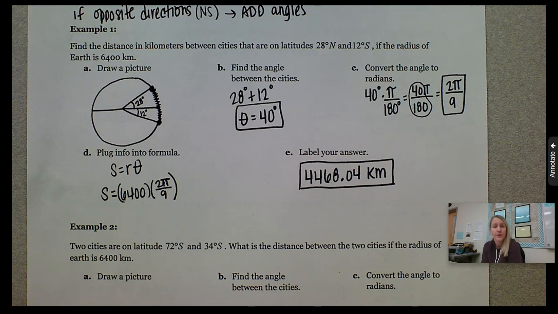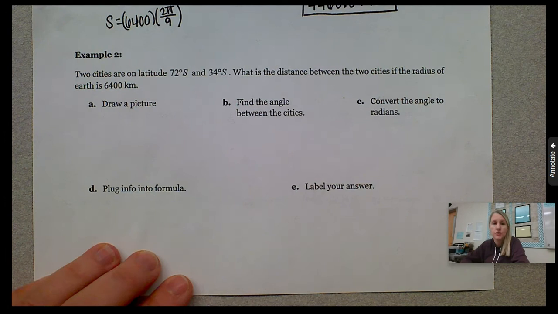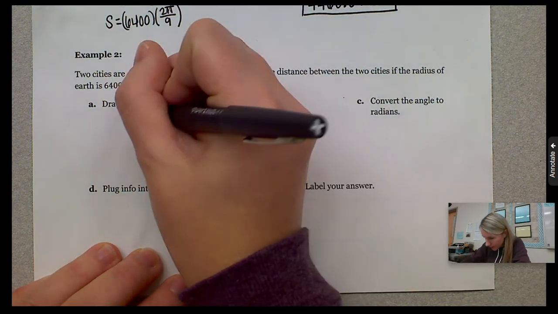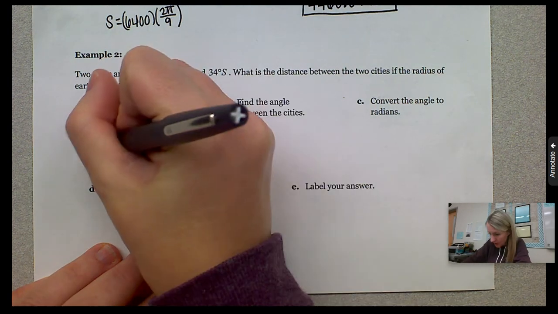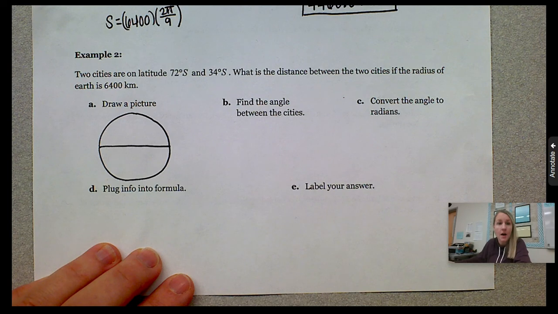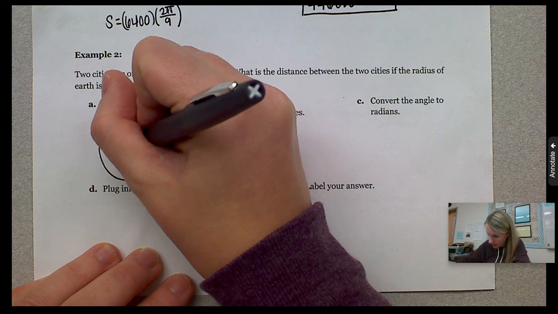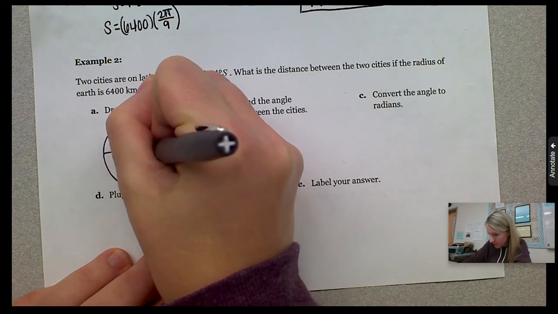So when I say draw a picture, once again, you don't need to do this every time. I was just doing it so you could visualize to start. But on the back, I don't have you do this step unless you want to. So I'm going to start example 2. Okay, draw a picture. We got the Earth. We got the equator, right through the center of the Earth. One of these cities is at 72 degrees south. So from here, I'll say about there is 72 degrees.